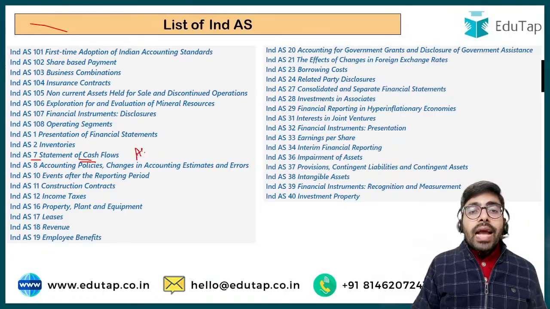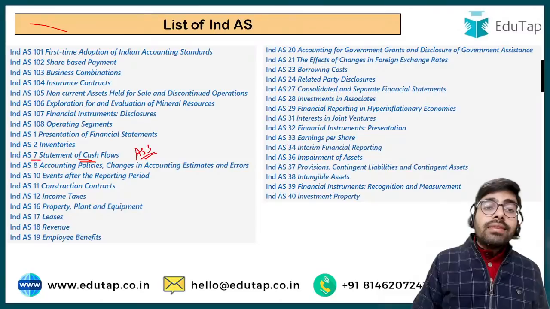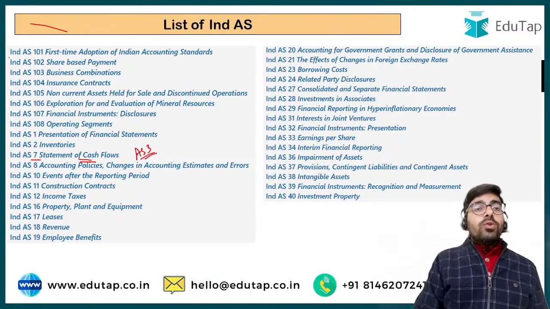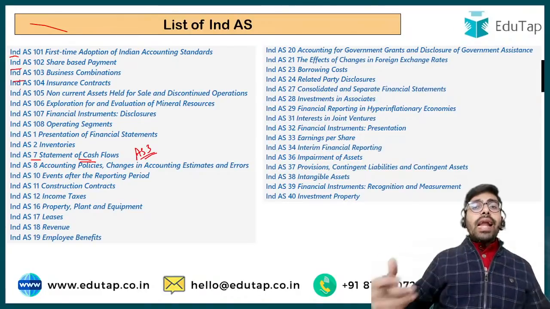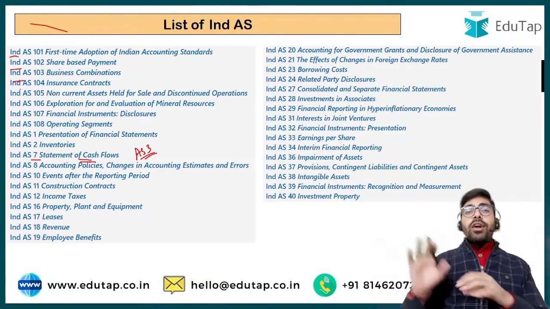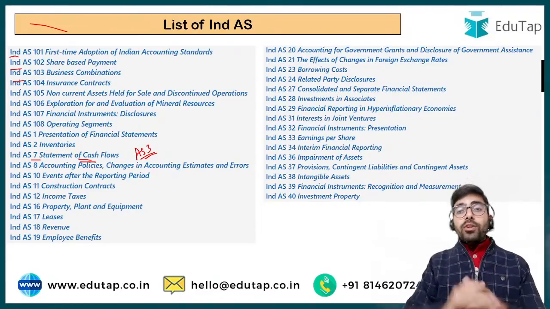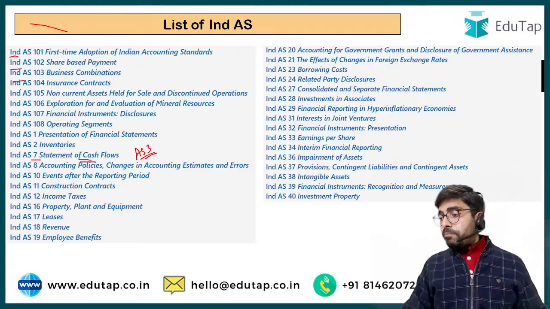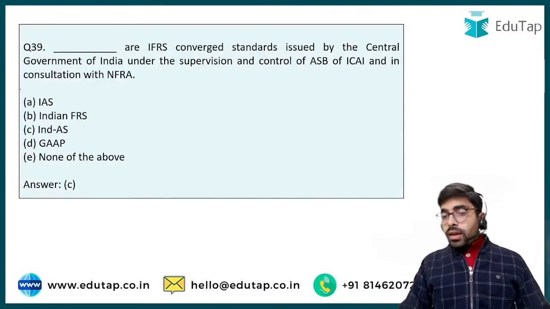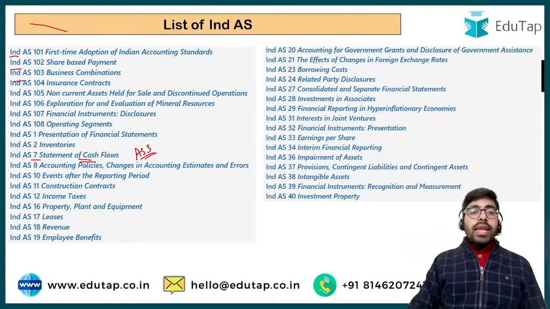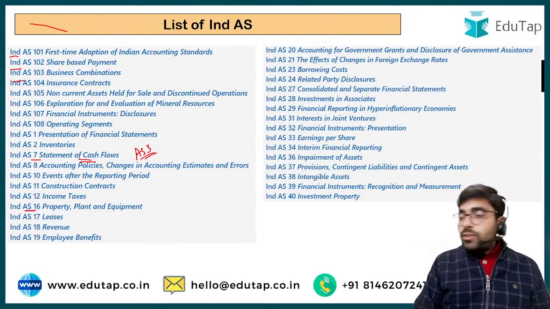Our AS3 was dealing with the cash flow statement, but Ind AS 7 is dealing with the cash flow statement. So the numbering of Ind AS that we have is on the basis of the international standards. Okay, it's not on the basis of the domestic, national level accounting standards that we have. So this is something that you have to remember. Right? Yes, your AS10 is related to Ind AS16. It's very right.